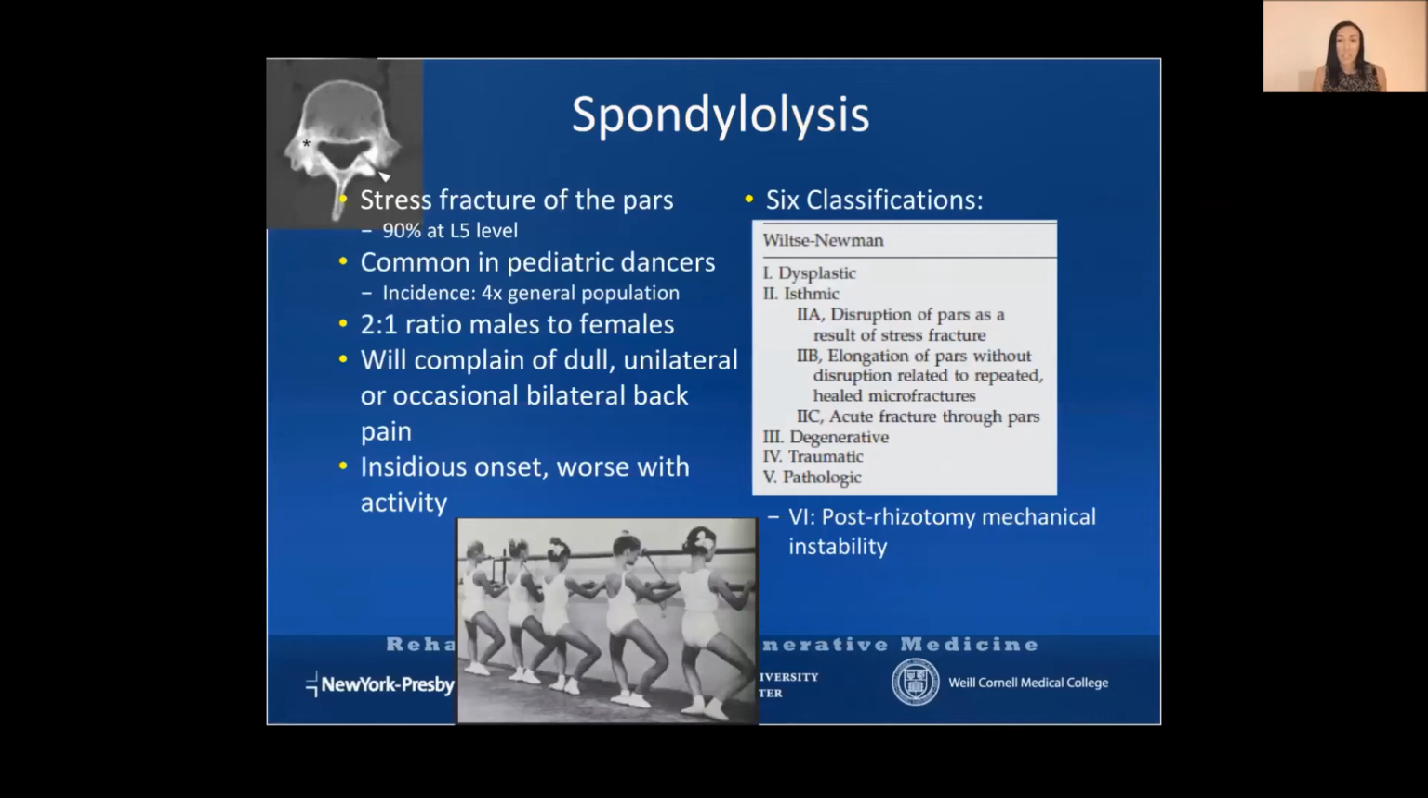The classification system you see on the right-hand side of the screen now includes a sixth classification, which includes rhizotomies, but the one that we care about here is type 2 because this is associated with hyperextension injuries. Even though it is twice as common in men as in women, females are actually four times more likely to have progression of a slippage, and we wonder if that's partially due to their risk of female athlete triad.